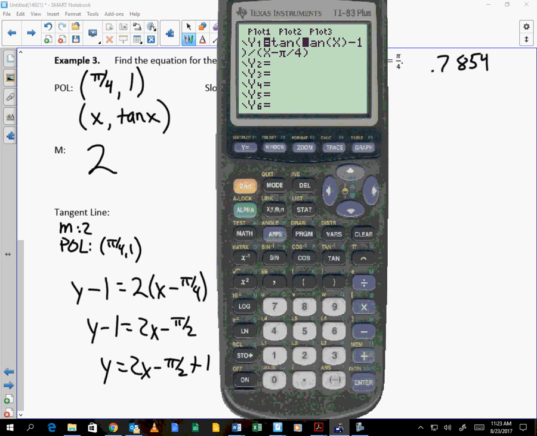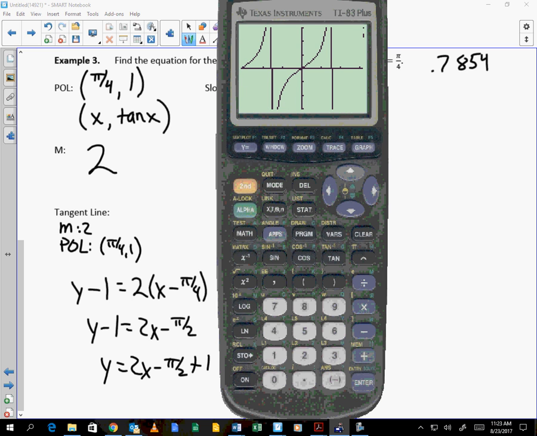Tangent. So I have tangent of x. And then I put in the equation for my line, which is, as you guys said, 2x minus pi over 2 plus 1. And if I go to my window and I adjust things properly, maybe you recall that this is the tangent graph. Does that look familiar now? Yep. And here's the line. Does it look like it's tangent at pi over 4? Sure does. That's pretty good check right there.